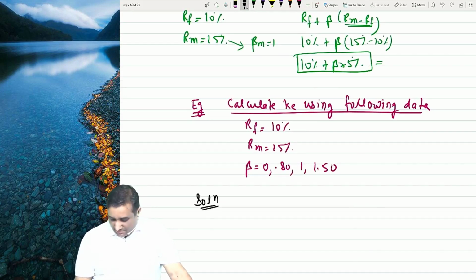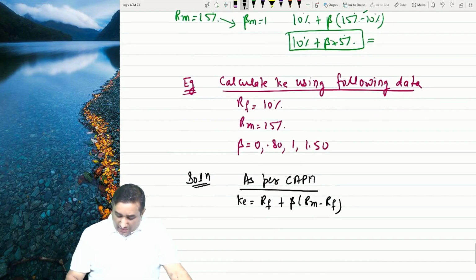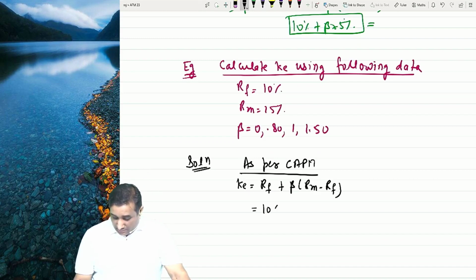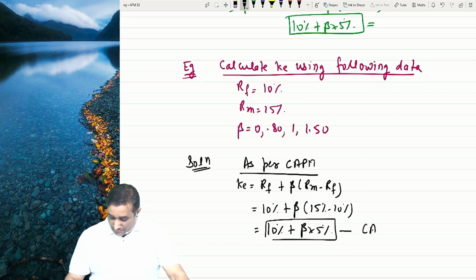What we do here is, as per CAPM, we'll always make an equation as per CAPM. K is equal to RF plus beta into RM minus RF. Very, very, very important formula, please. Theoretically, practically, both. A very important formula. RF is equal to 10, beta leave variable, 10 plus beta into 5%. This becomes a CAPM equation.